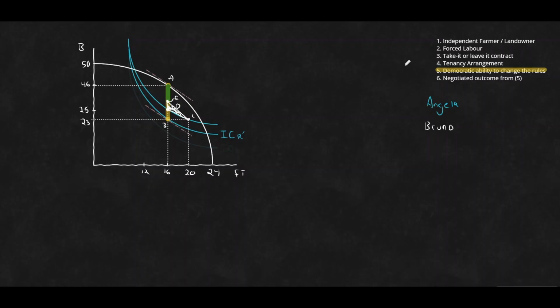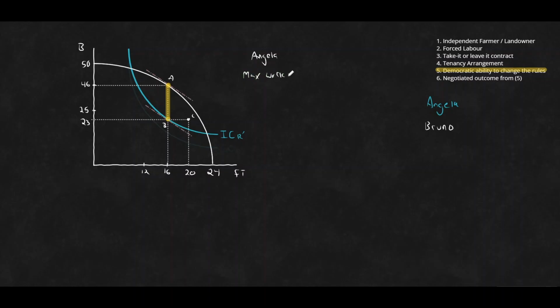Okay. That being said, let's talk about five. Let's talk about this democratic ability to change the rules. Let's clean this up and look at what we could do. Since we have it down here already, let's just say that Angela and all of her other voters find a sympathetic political party who is willing to put in the following rules.